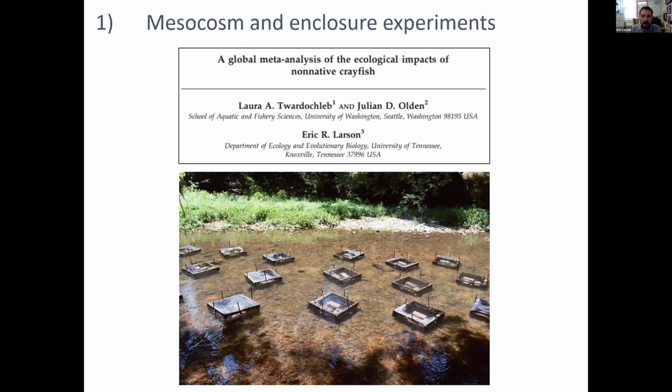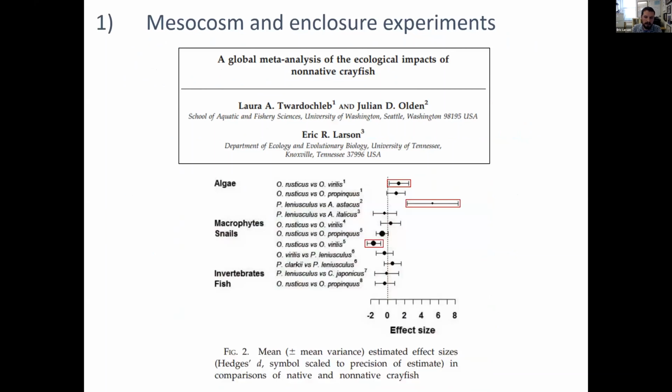Most of what we know about invasive crayfish impacts is from things like laboratory experiments, mesocosm experiments, or enclosure experiments in the field. About 5 years ago, I published with a couple of co-authors a meta-analysis of the ecological impacts of non-native crayfish. One of the things we looked at was studies that contrasted native and non-native crayfish effects on things that include algae, macrophytes, snails, invertebrates, and fish. We found only 8 studies that had contrasted native and non-native crayfish impacts in enclosures or mesocosms.